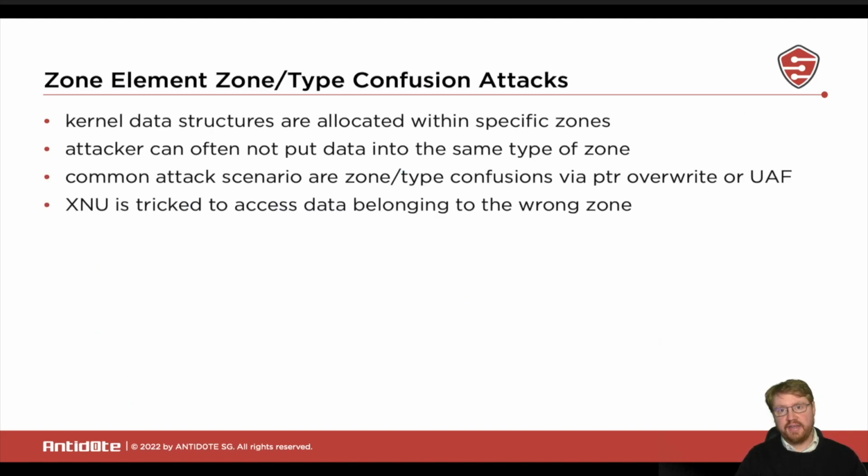So another thing that happened in XNU is that kernel data structures are usually allocated in a specific type of zone. Usually it's either because they have a fixed size or because there's an actual own zone for this specific data type. And an attacker often cannot put attacker data into the same type of zone. They sometimes can do that, but not usually. And so the problem is they usually want to find a way to confuse the kernel into using their data instead of a data object.